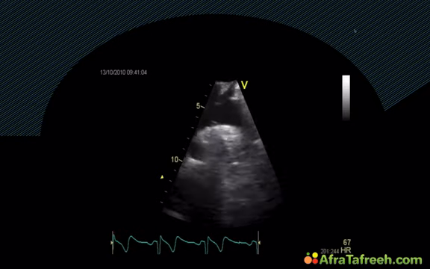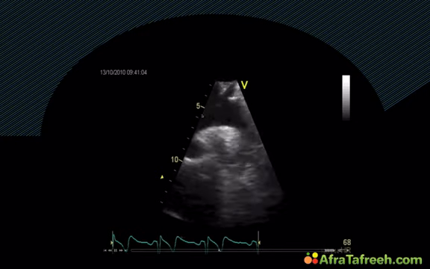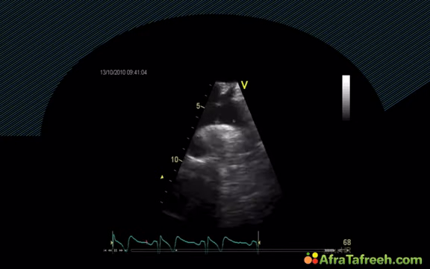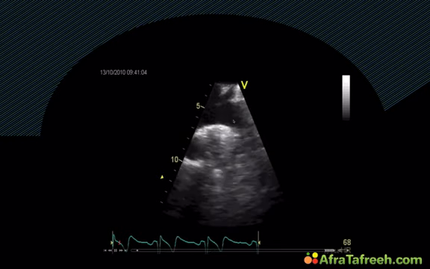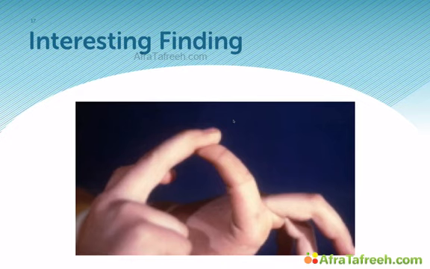But okay, this is the aortic root. I forgot to show you that before. The aortic arch, which is normal in size, and I did not have the impression that there was any form of dissection. But I asked her a simple question. Do you have any other abnormalities, especially with respect to your joints? And this was the interesting finding.